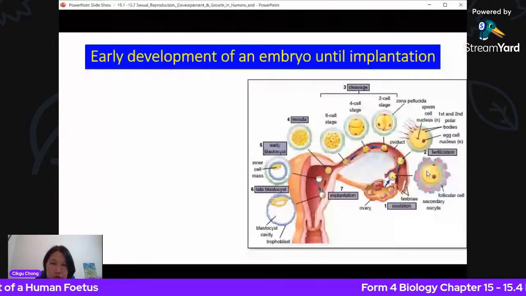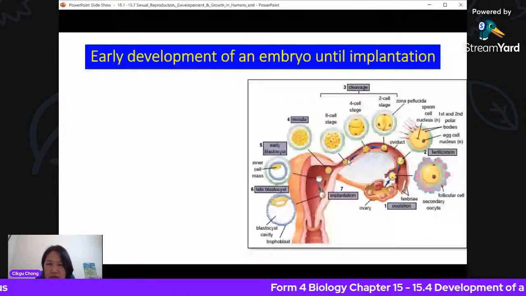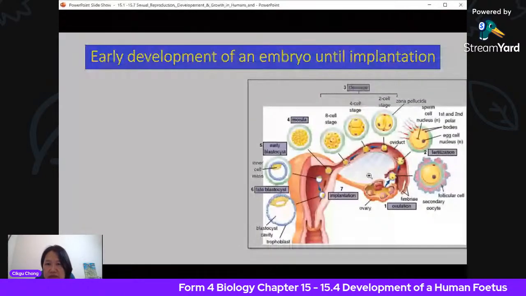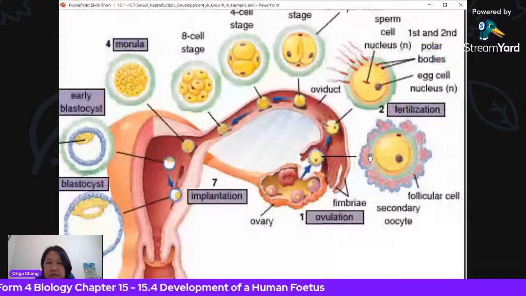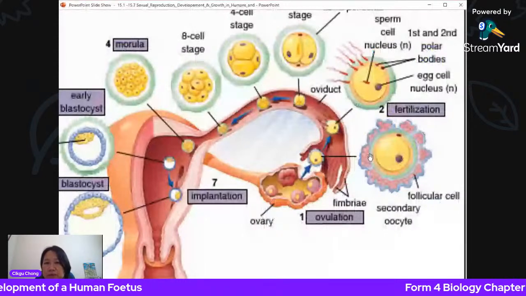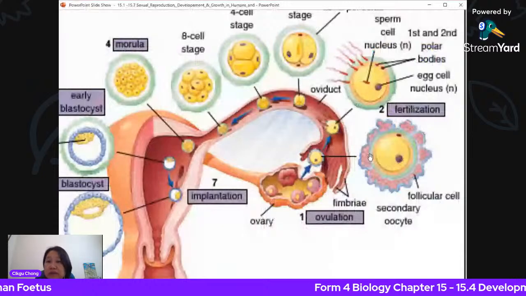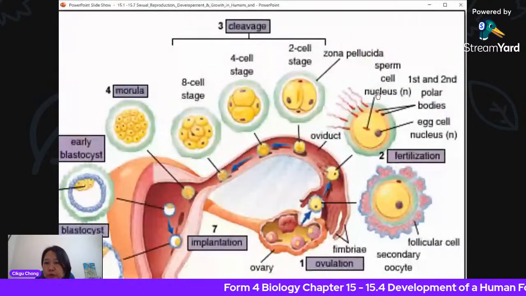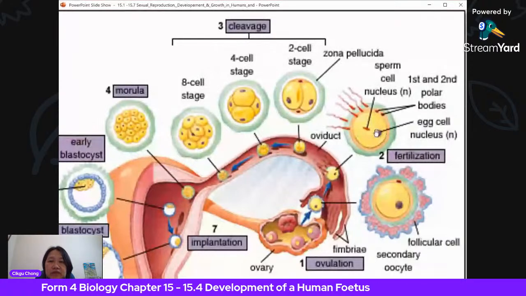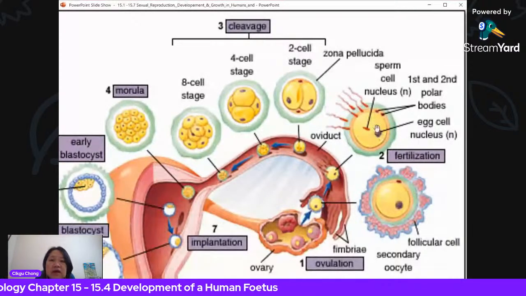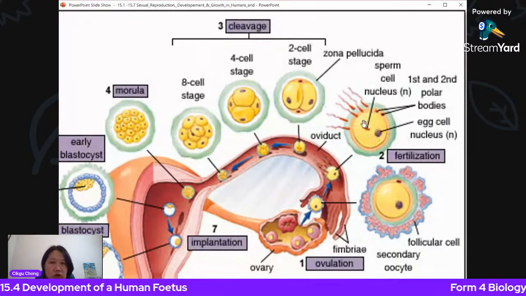Let me zoom in a little bit, then you can see the diagram. It's a little bit blurry, but it's much better, and you can see the progression. The secondary oocyte, once the sperm penetrates, one of them penetrates, the nucleus will move towards the egg cell. You can see my cursor here. Then you will have fertilization.